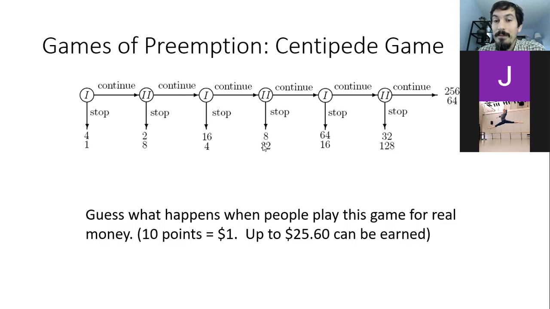Here, player 2, if they stop here, they get 32, whereas if they continue and the next player stops, they only get 16. So at each step, by choosing continue, you risk having your payoff get cut in half. But if the other player continues, then you'll do much better. Guys, if you're assigned player 2, don't be a bad person.